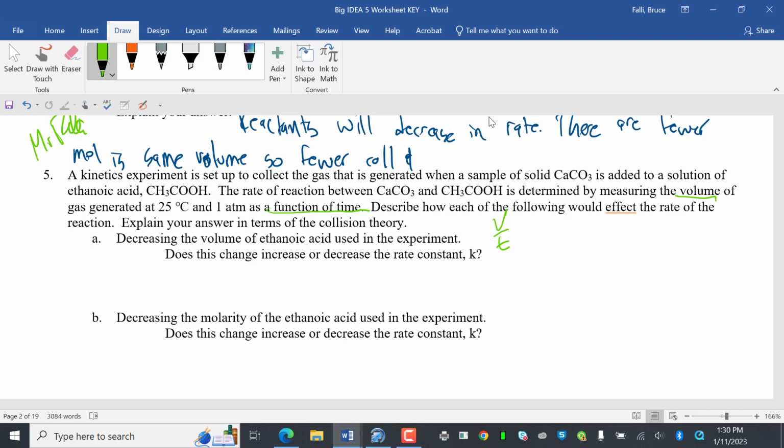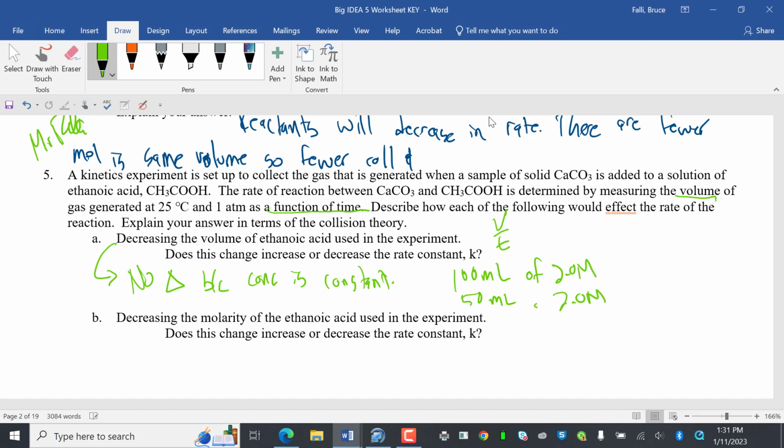Decreasing the volume of ethanoic acid used in this experiment. That would be no change because the concentration is constant. So if I have 100 milliliters of 2.0 molar or 50 milliliters of 2.0 molar, the concentration is the same.